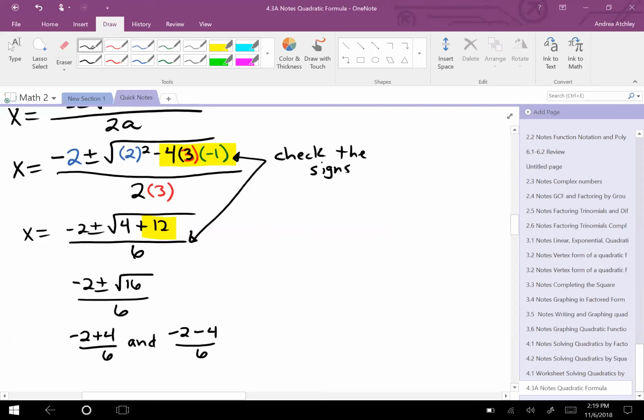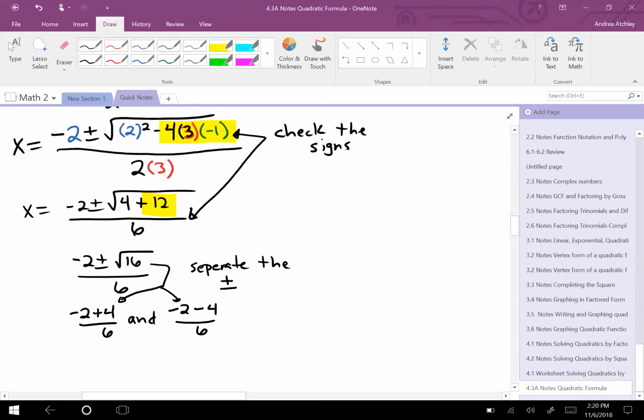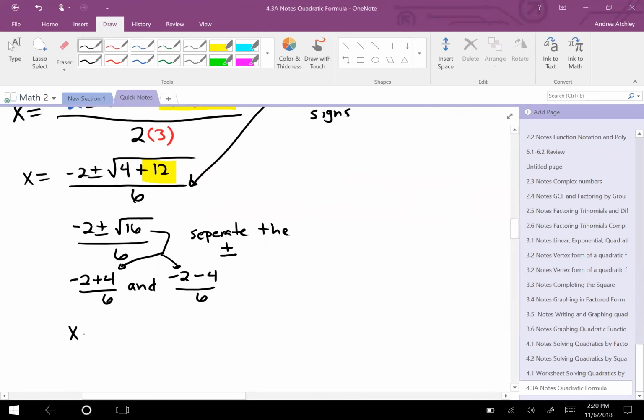So from here, separate the plus and minus. So you're going to have negative 2 plus 4 and negative 2 minus 4. And then do the math. So give me x equals negative 2 plus 4 is 2 over 6. Negative 2 and negative 4 is negative 6 over 6.